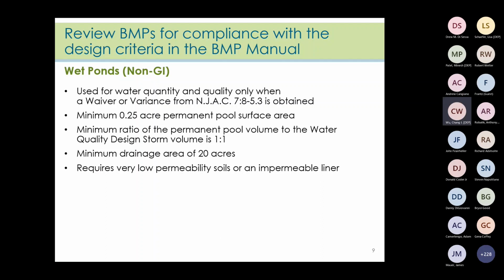And for the non-GI wet pond, the permanent pool surface area has to be at least 0.25 acres. And the ratio between the permanent pool volume and the water quality design storm is at least 1:1. And the minimum drainage area is 20 acres, unless you can do a groundwater budget balance to show that the water level can be maintained when the drainage area is smaller than 20 acres. Also, the wet pond should be constructed in an area that has very low permeability soil, or you have to put in an impermeable liner.